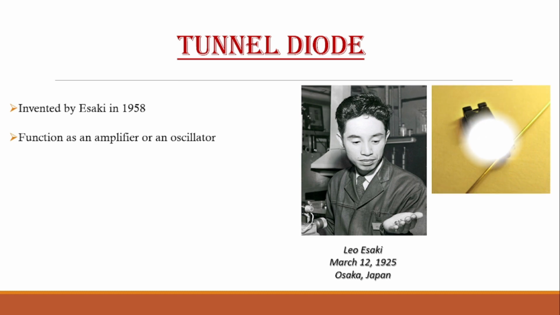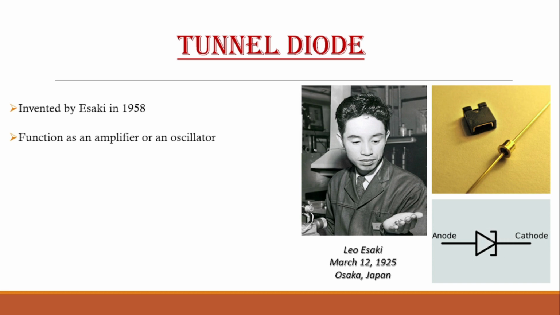And tunnel diode looks somewhat like this, where you will have an anode and a cathode terminal. The symbol for tunnel diode is somewhat like this. So it is similar to the normal diode symbol, but the only difference is these two lines. Why those are there, we will study today. That is because of the special feature of tunnel diode.